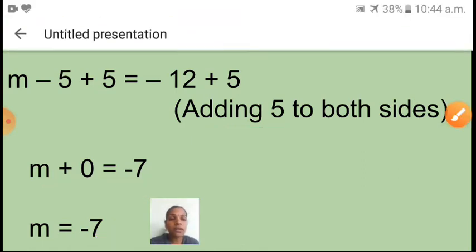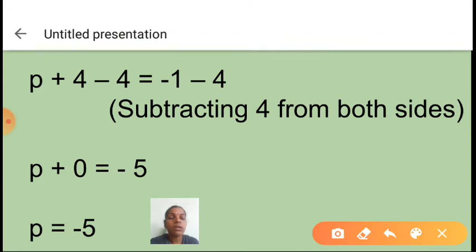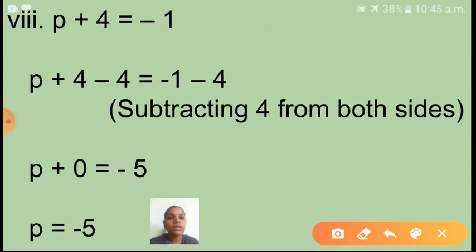Children, see here, next one is that last sum, that is 8th one. P plus 4 is equal to minus 1. This is your question here. Okay, so see here children, variable is this one, this value we have to find, and here plus 4 is there, so on both sides you have to write minus 4. Understood children? So I have written here subtracting 4 from both sides.